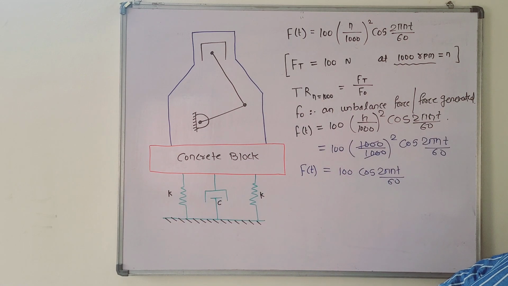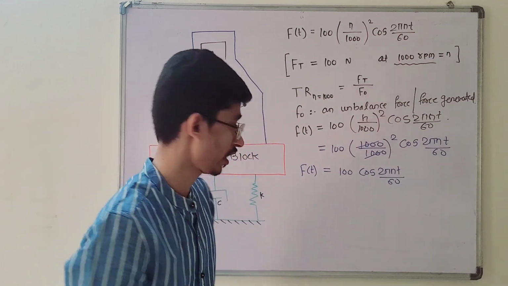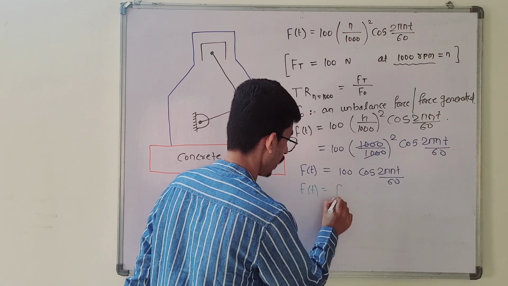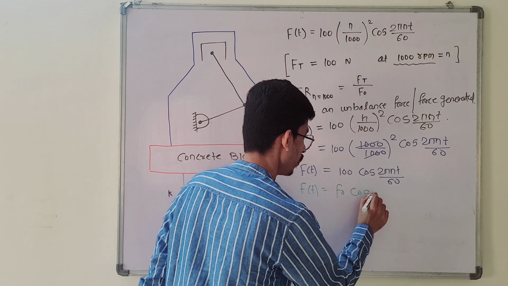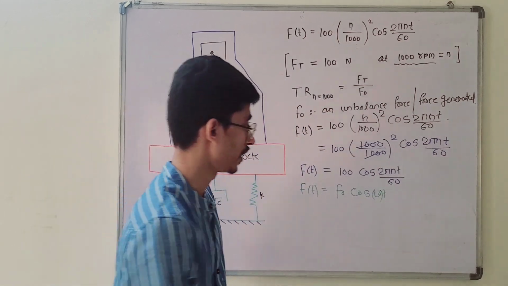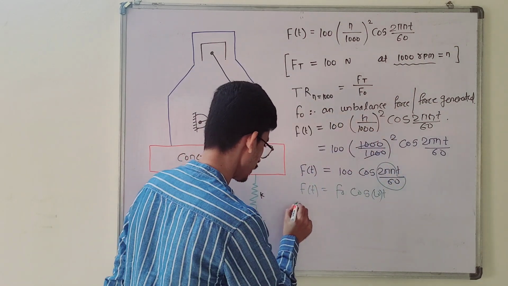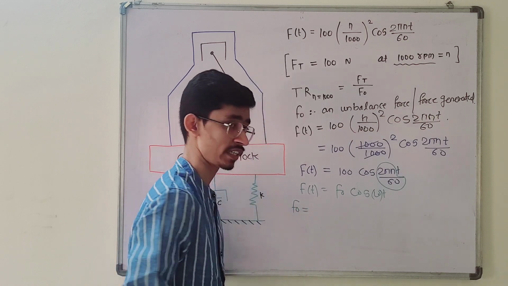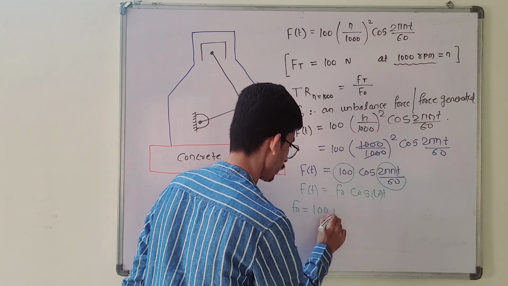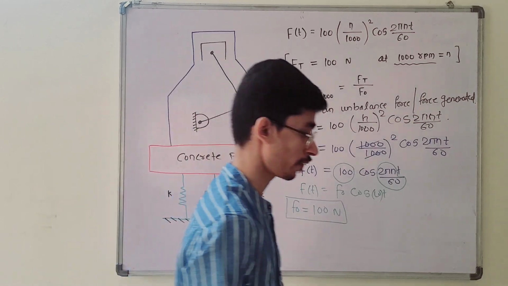this obtained form of f of t we can compare with the generalized form. What is our generalized form? As I previously discussed with you, f of t is equal to f naught cos of omega t, and omega is 2 pi n by 60. We know that the middle term, this 2 pi n by 60, stands for omega. So what we get here is that the unbalanced force, or force that is generated, is nothing but 100 Newton.